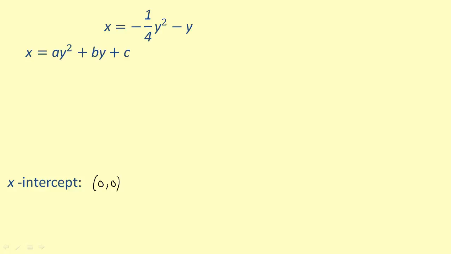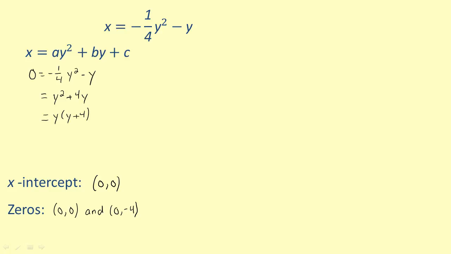We can find the zeros of the function by letting x equal 0 and solving for y. Multiply through by negative 4 to eliminate the fraction. Factoring y out of each term gives us y times the quantity y plus 4. So zeros are at the origin and 0, negative 4.